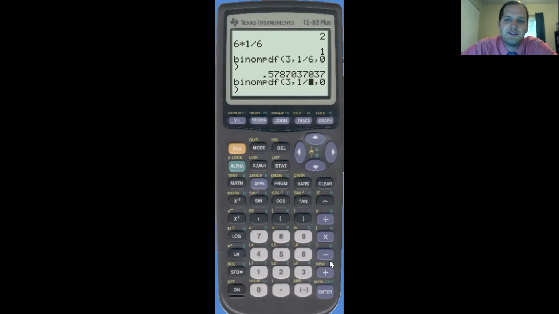Next up is the 1/6. That is the probability of rolling a 6. If we just want 1/6, does that change the probability of rolling a 6? It doesn't. So the 1/6 stays the same. The only thing that changes is the number of successes. How many 6s we want.